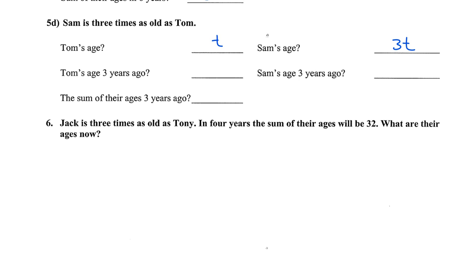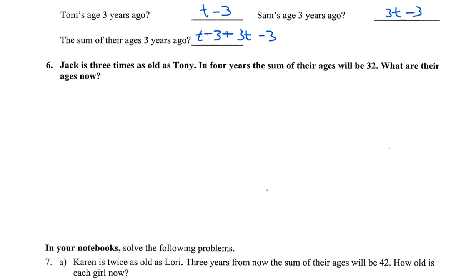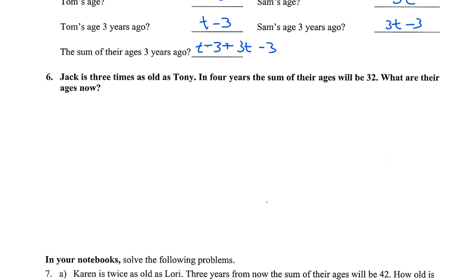Now, what was Tom's age 3 years ago in the past? Well, if he's t years old now, then he was t minus 3 years ago. And Sam was 3t minus 3. So if they ask you what is the sum of their ages 3 years ago, well, that's not t and 3t, it's t minus 3 plus 3t minus 3. If it helps you to set it up like this, with writing them all out, go ahead and do that.